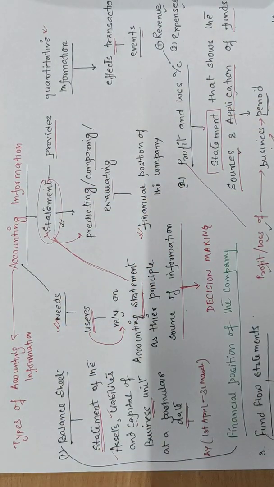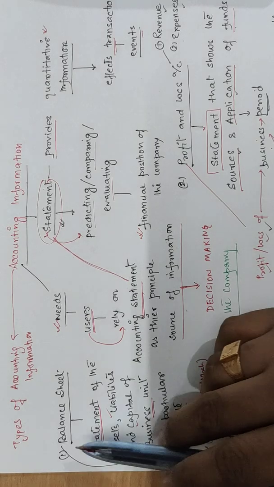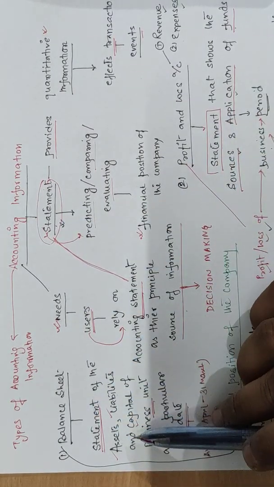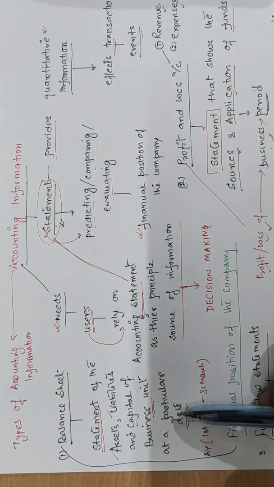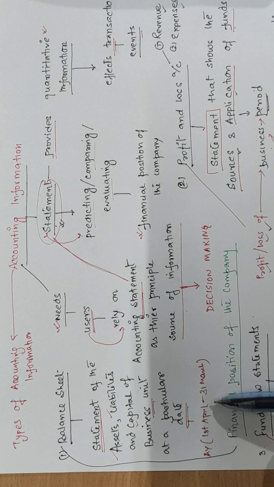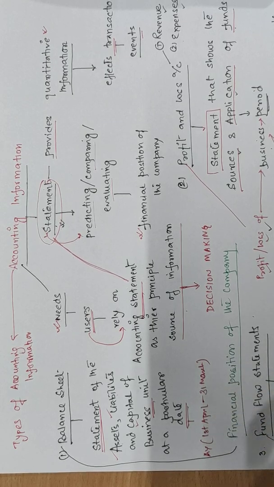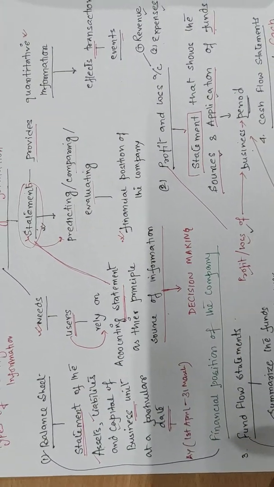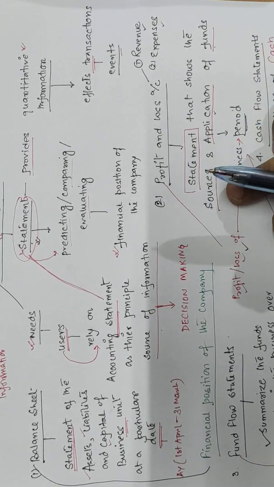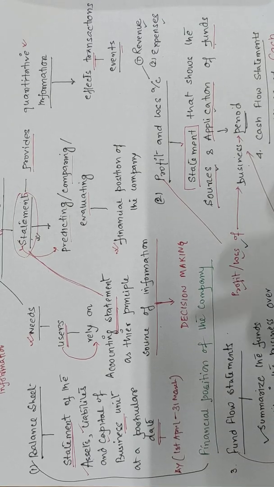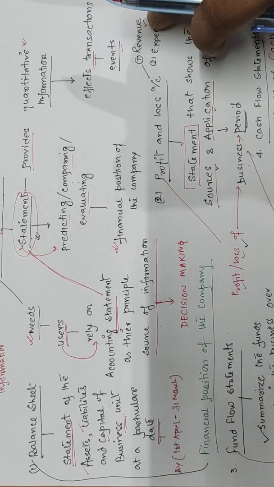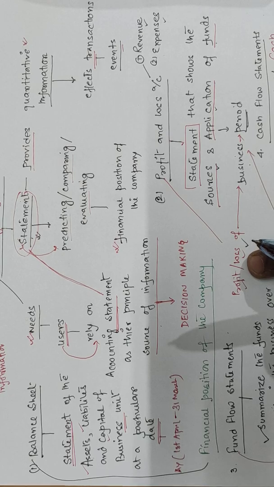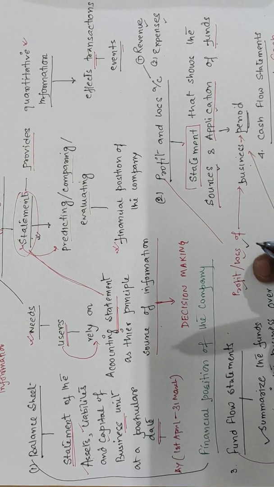Now, what are the types of accounting information? Number one, the balance sheet. Why balance sheet? Because it is a statement of assets, liabilities, and capital of a business unit at a particular date. When you say particular date, it comes to 31st March to 1st April, and this balance sheet also highlights the financial position of the business or the company. Second, we have the profit and loss account. It is like the sources and application of funds, but the main focus is that it only concentrates on the revenue and the expenditure of the organization. It also helps to know the business profit and loss during a period.